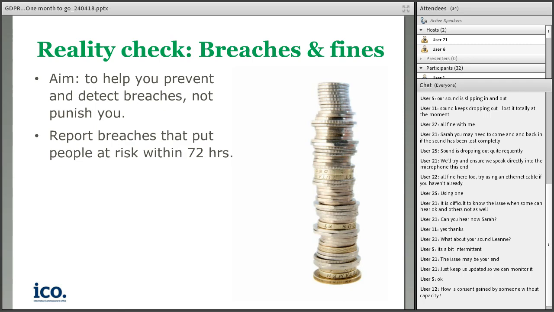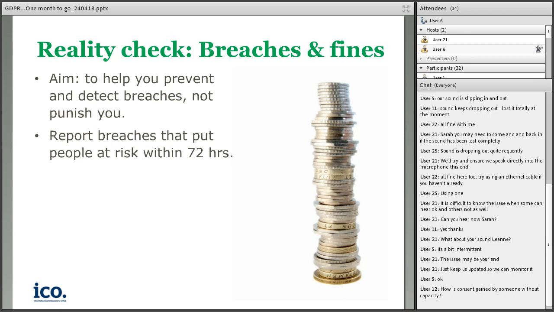Another myth is that all personal data breaches will need to be reported to the ICO. So in actual fact, it's only those that are likely to result in a risk to people's rights and freedoms that need to be reported to us. So if it's unlikely that there's a risk to people's rights and freedoms from the personal data breach, you don't necessarily need to report it to the ICO. You'd still need to keep an internal record of any breaches that occur though.